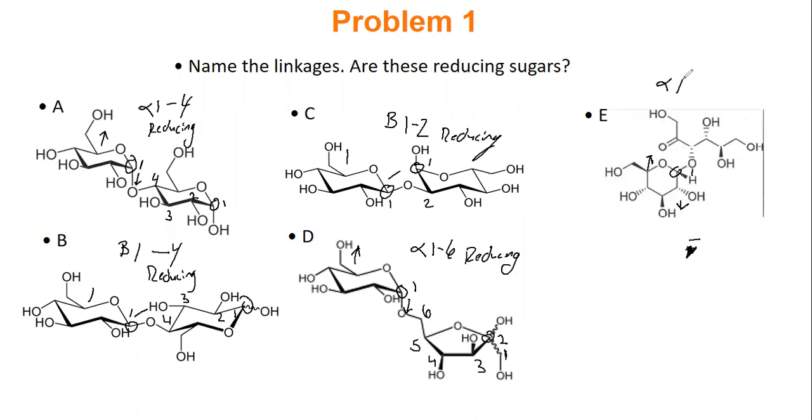So that's alpha 1. And then our numbering scheme, for a ketone, which is what we have here, the CH that's near the double bond is 1. So that's 1, 2, 3. This is alpha 1,3. The anomeric carbon's open, so this is alpha 1,3, reducing.